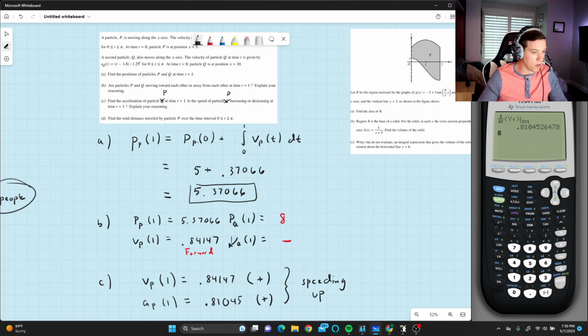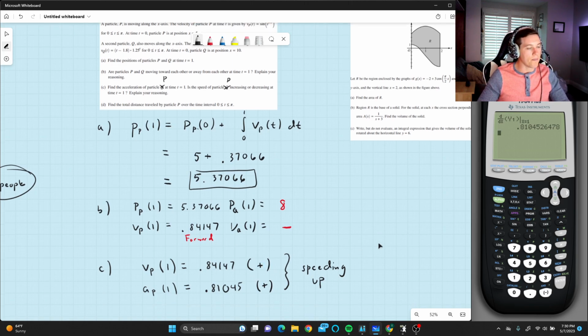Speeding up because both of these are positive. Now, be very careful. If they ask, is the velocity increasing or decreasing, you don't look at the velocity. All you look at is acceleration. So if I ask you, is the velocity increasing or decreasing, you just look at the acceleration. And if acceleration is positive, your velocity is increasing. If acceleration is negative, velocity is decreasing.